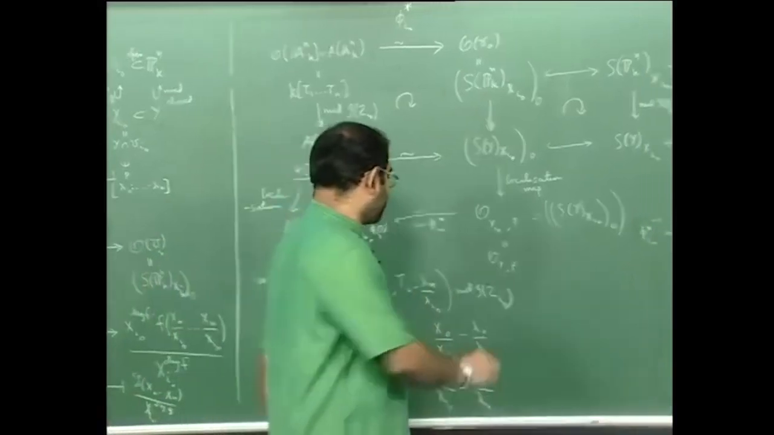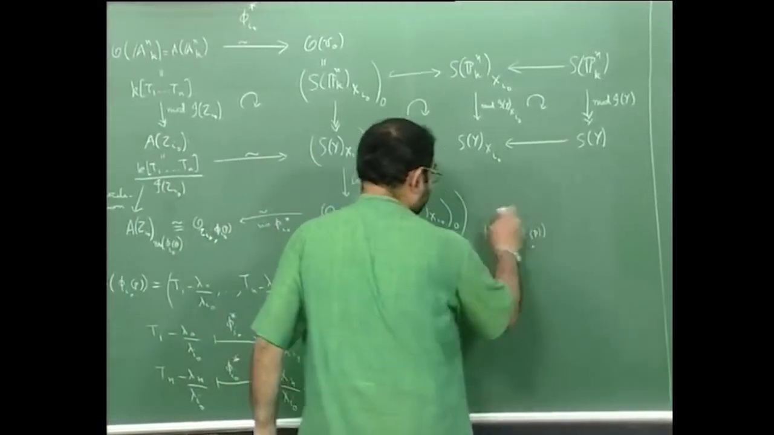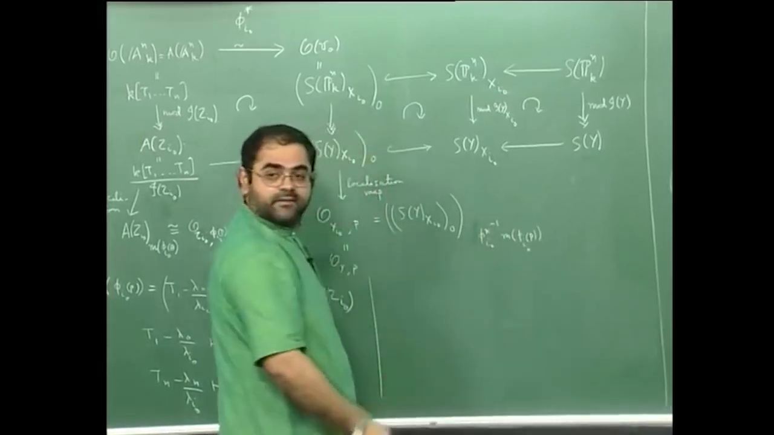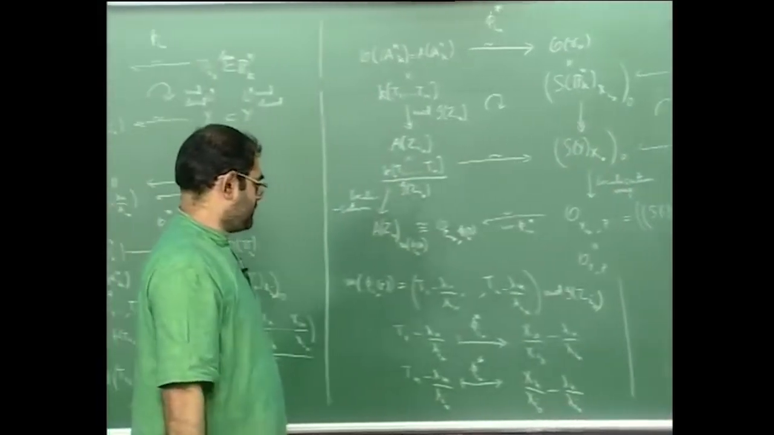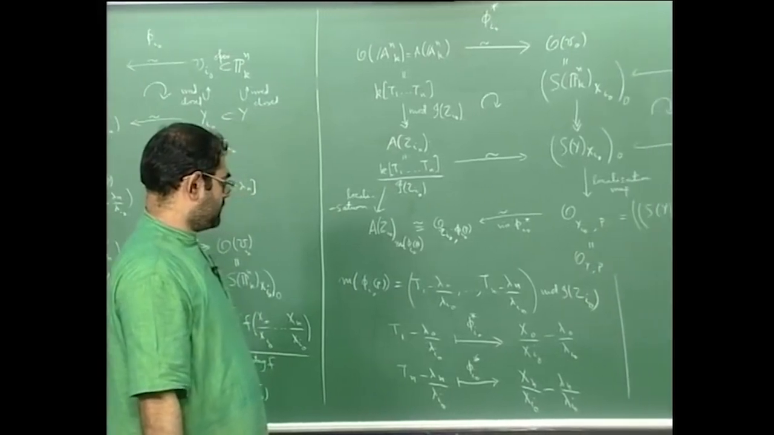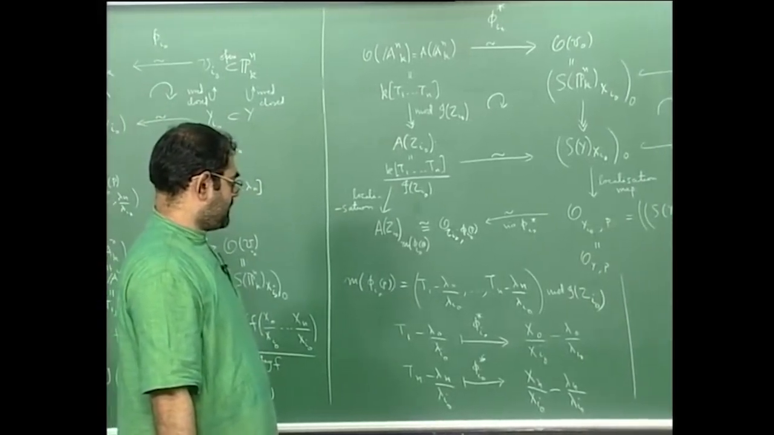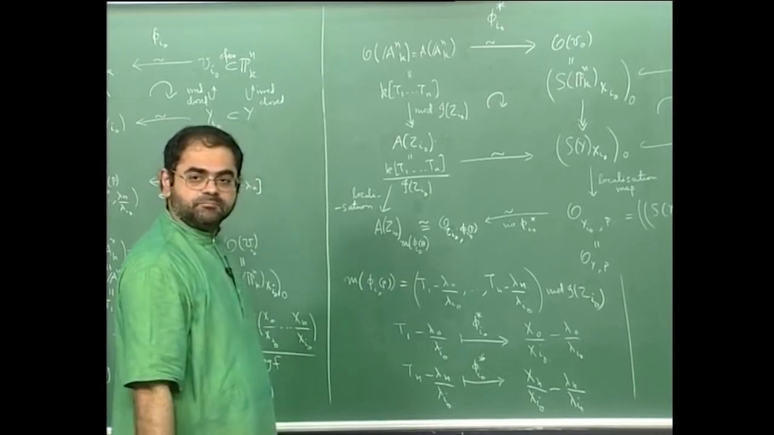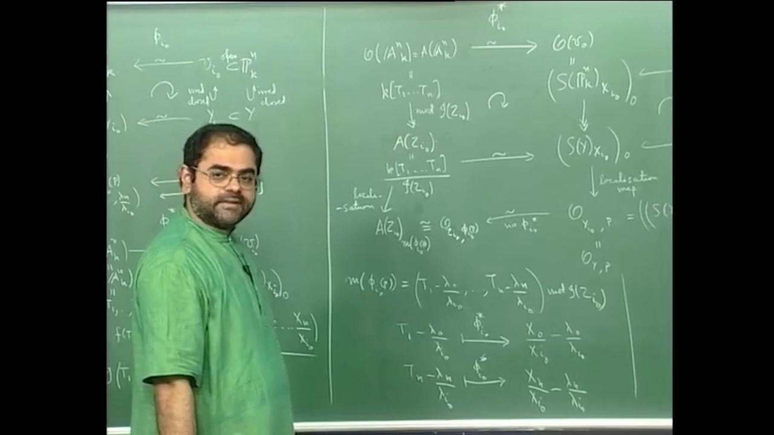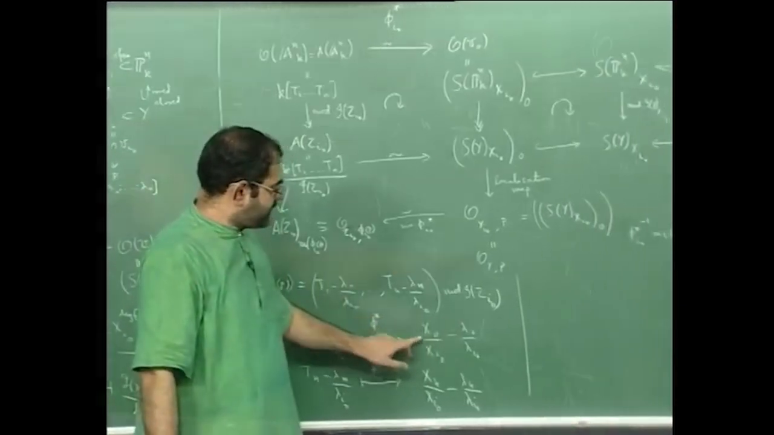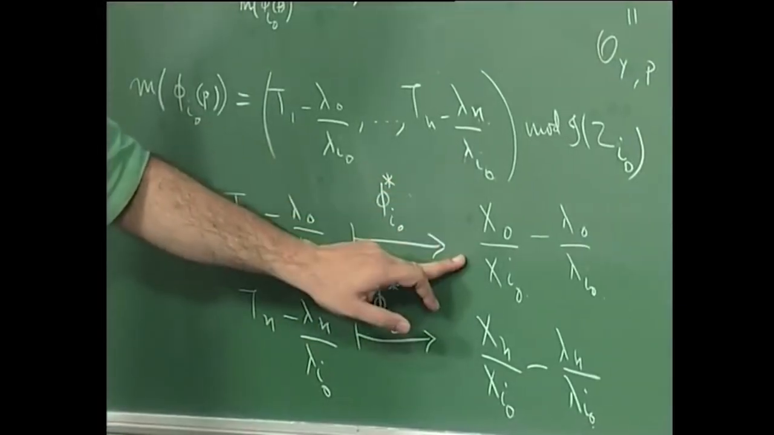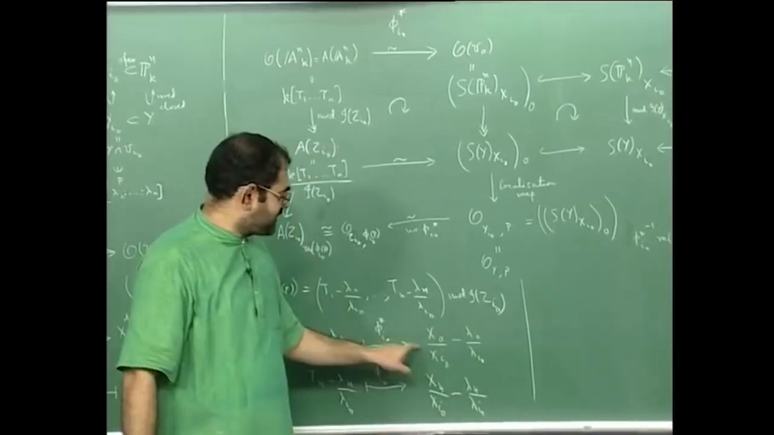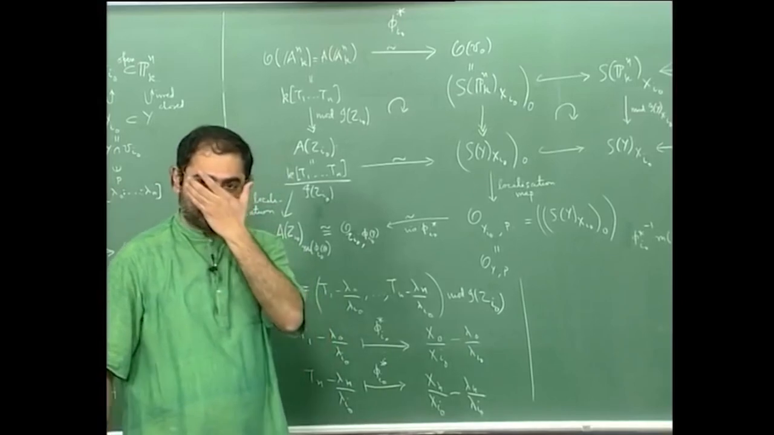Therefore what this calculation tells you is that this ideal is actually... x_0 by x_{i_0} is degree 0, and lambda_0 by lambda_{i_0} is also degree 0. This is a difference of two degree 0 elements, so it is degree 0.